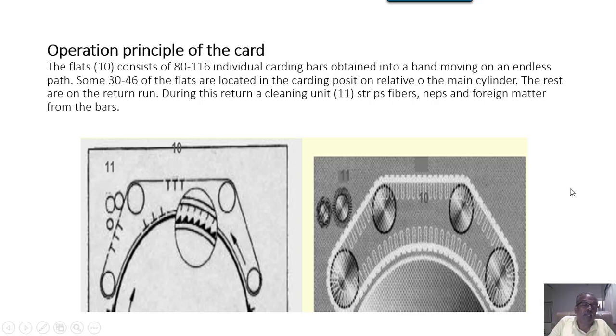So the flats, as I have already discussed, 80 to 116. Now this number of flats is required in the right side diagram. One can see here clearly the 10, so that is representing the flats here. And this is the flat chain. The entire thing is the flat chain.